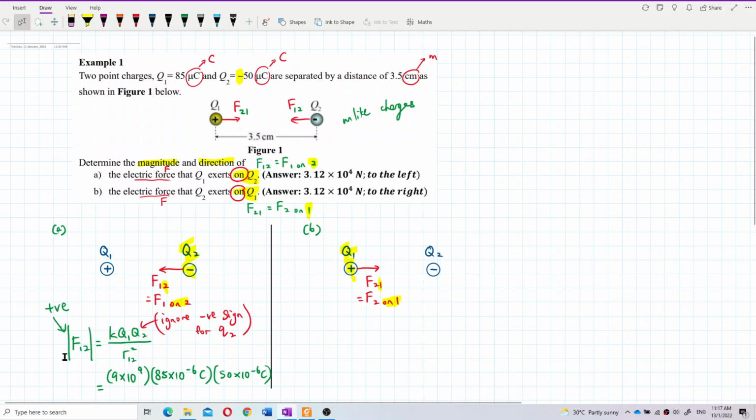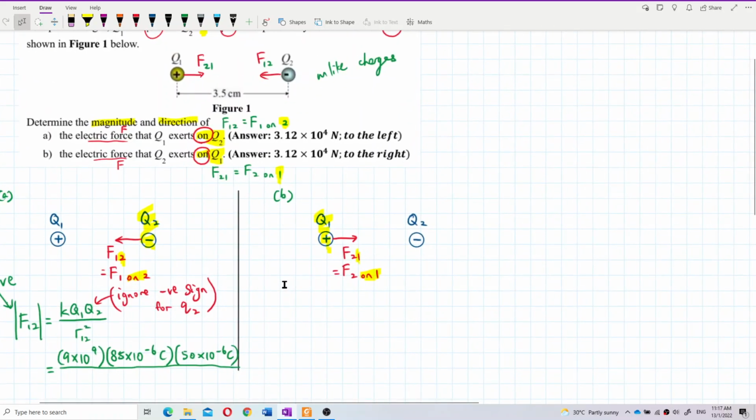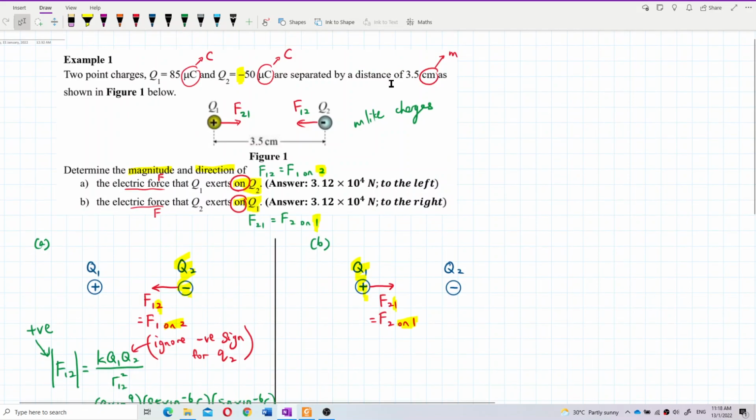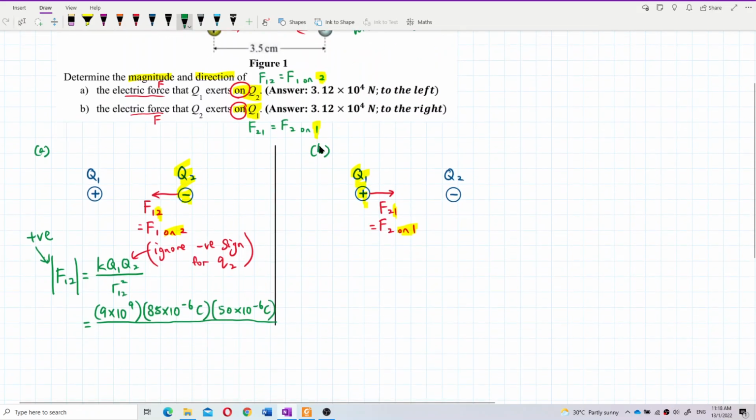Magnitude, modulus, is always a positive value. So that's why for the charge, we don't want to put the negative sign. Okay, now let's continue. Put in our distance. What is our R, the distance between the two charges? 3.5 centimeter. Centi is negative exponent 2, so you need to change to meter. So it is 3.5 centi, and centi is negative 2 meter.